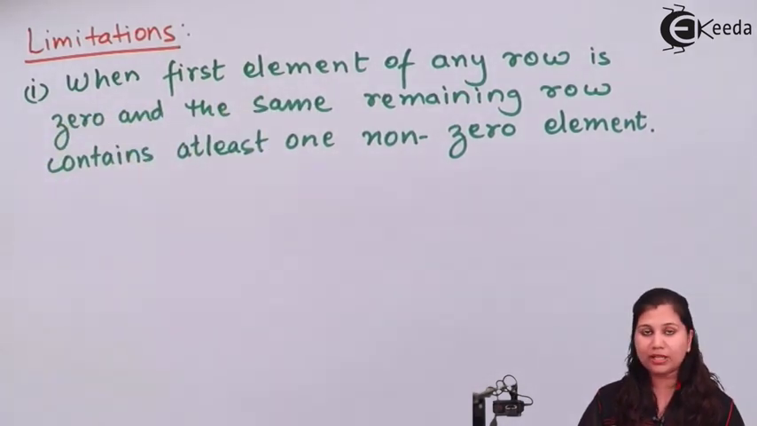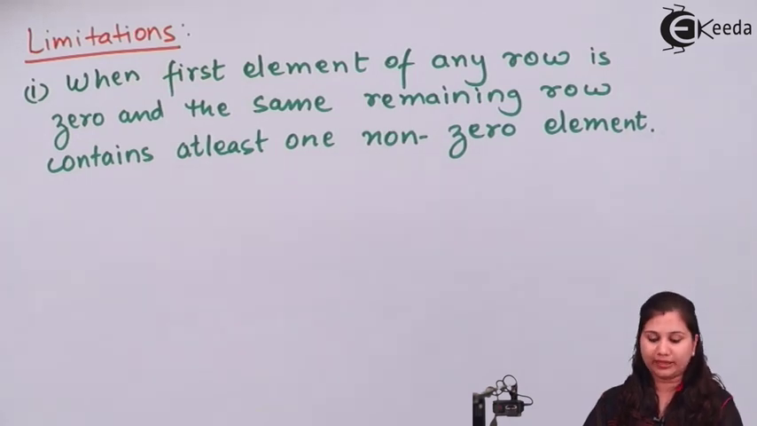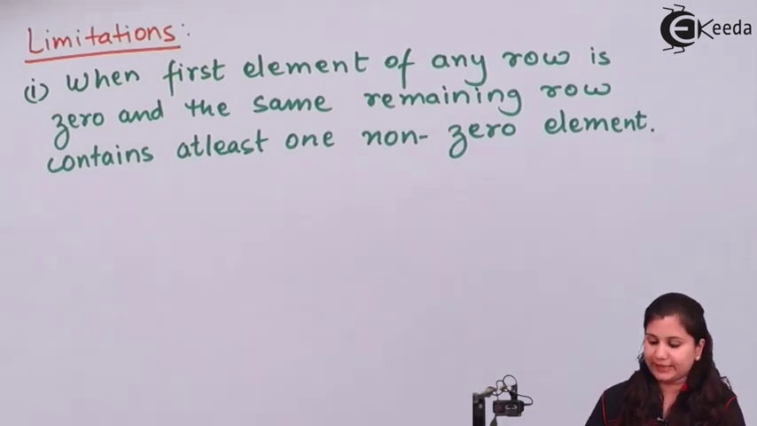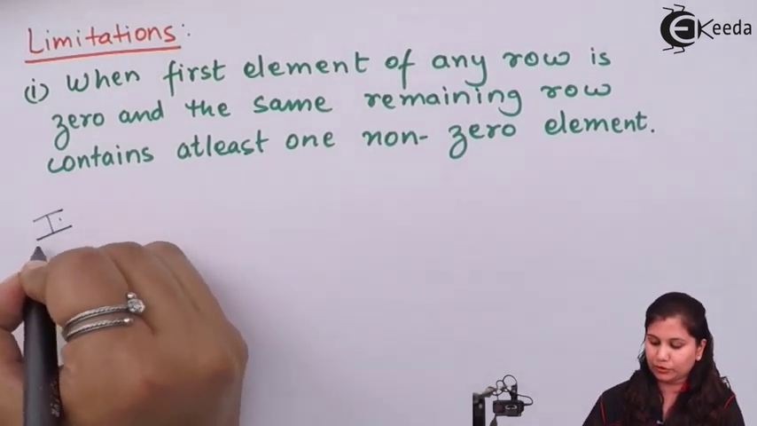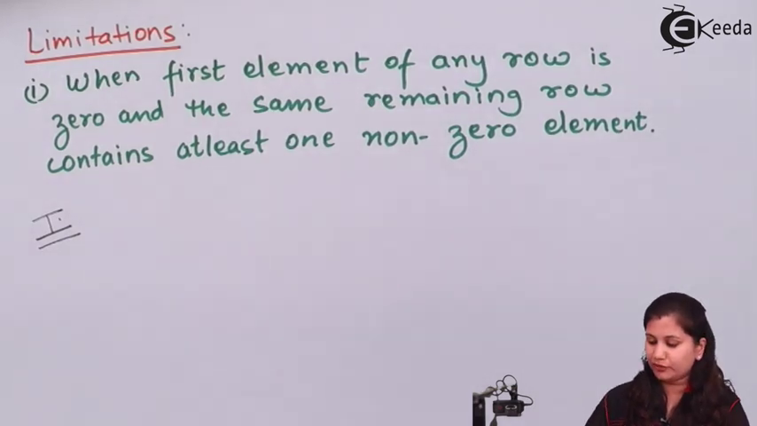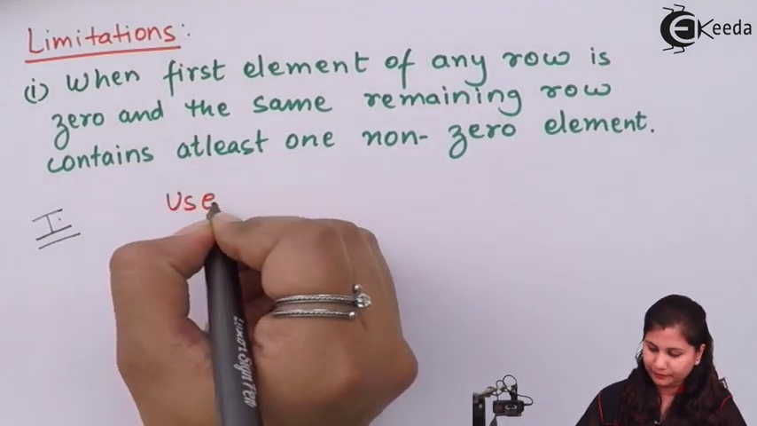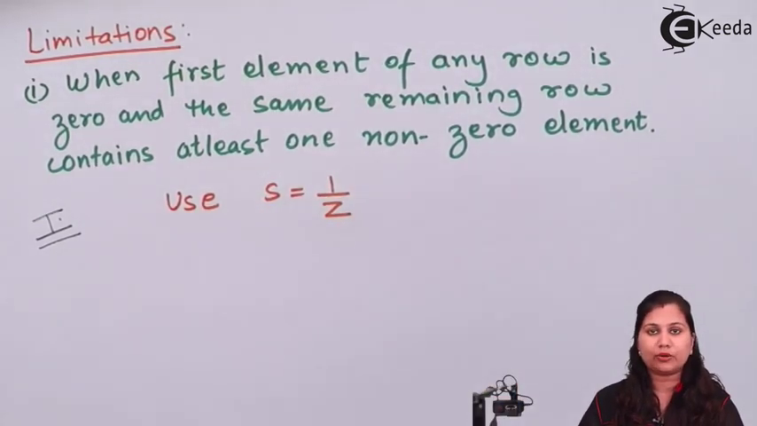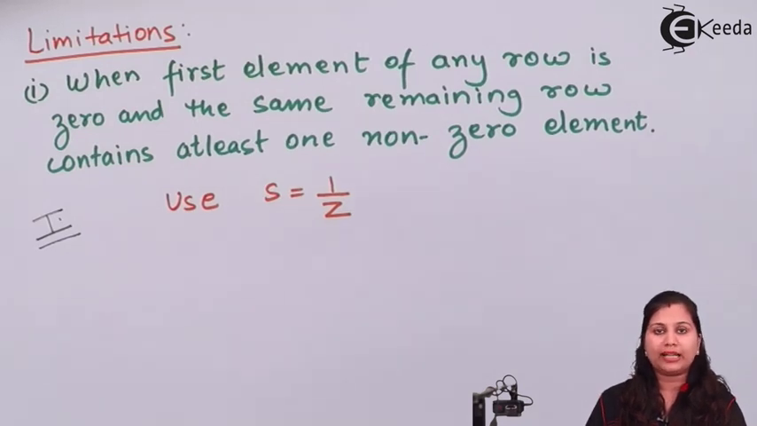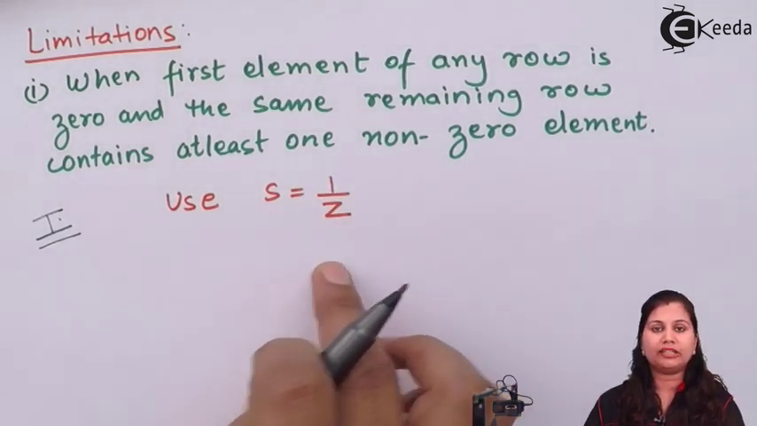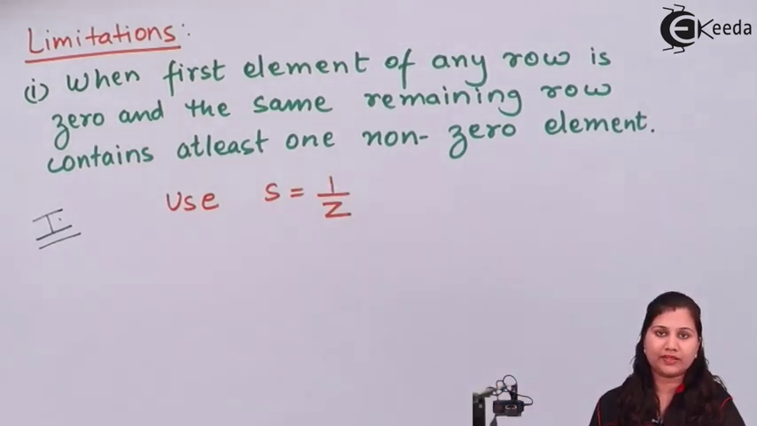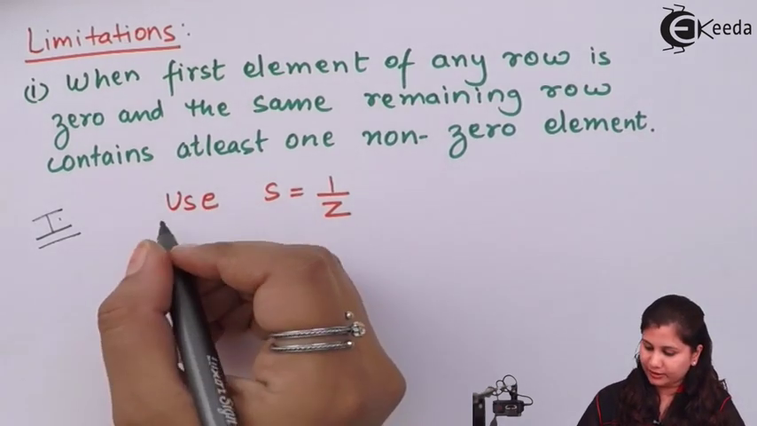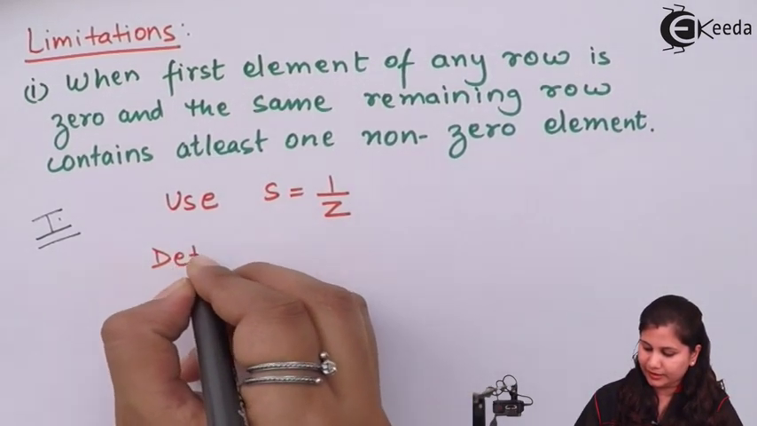Now such situations can be solved by two methods. The first method is that we will use s equals 1 by z. We have the characteristic equation in terms of s. In that characteristic equation, we are going to replace s by 1 by z. We will get the characteristic equation in terms of z. Now we will determine f(z).